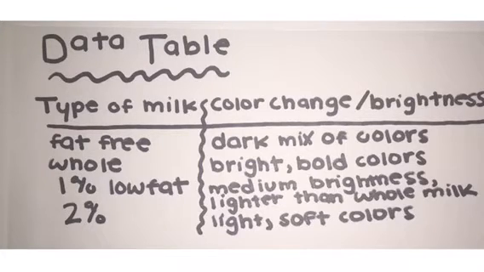the different experiments. For the fat-free milk, the colors were dark and mixed together. The whole milk had bold colors like blues and purples. On the other hand, the 1% had colors lighter than the whole milk. The 2% milk had light, soft colors such as sky blue.